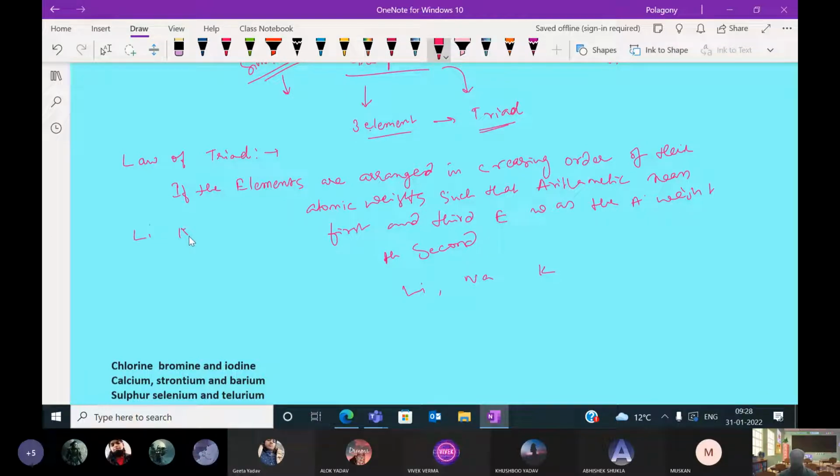Lithium, sodium, potassium, three elements have been taken. The atomic weight of lithium is 7. Potassium is 39. So 39 plus 7 is 46. If I take the average, 46 upon 2, I will get 23. This is the average mass, and 23 is the atomic weight of sodium. Got it?